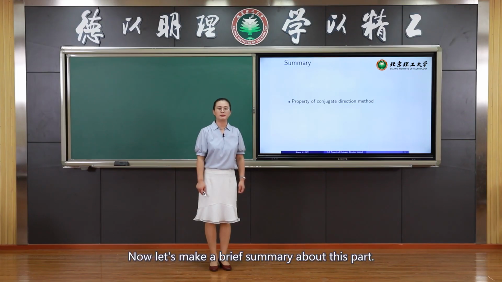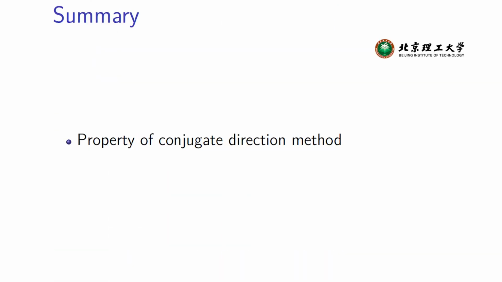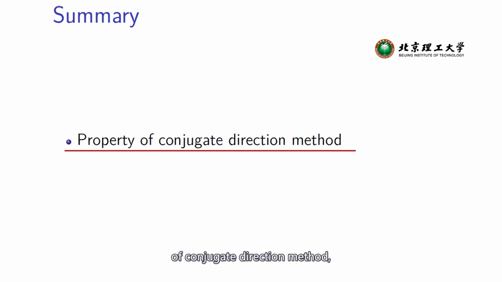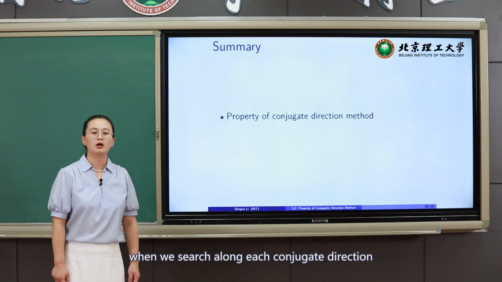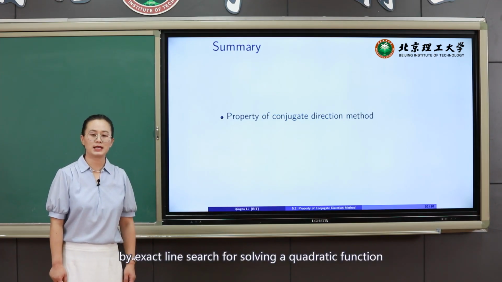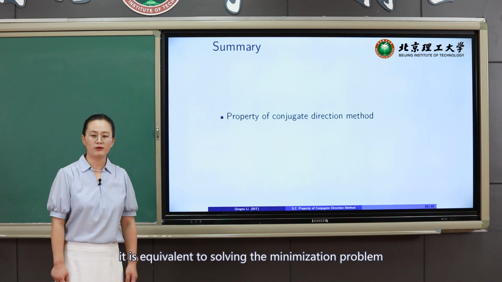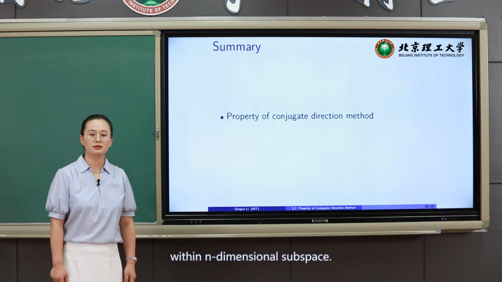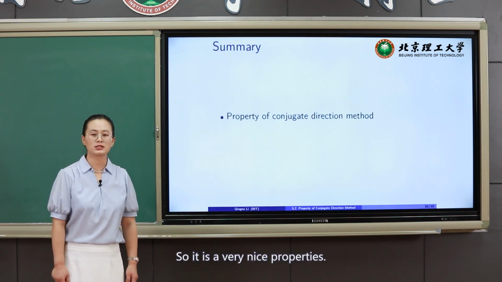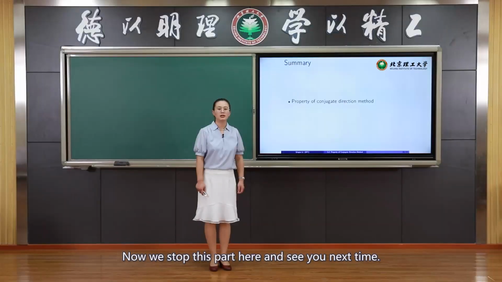Okay, now let's make a brief summary of this part. In this part, we mainly discussed the nice property of the conjugate direction method, which means that when we search along each conjugate direction by exact line search for solving a quadratic function minimization problem, it is equivalent to solving the minimization problem within the n-dimensional subspace. Okay, so it is a very nice property. Now, we stop this part here and see you next time.